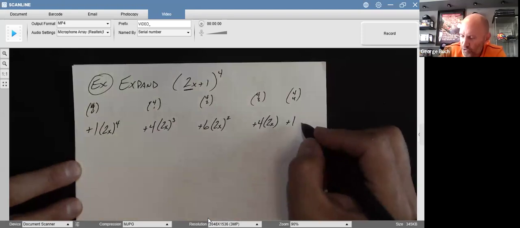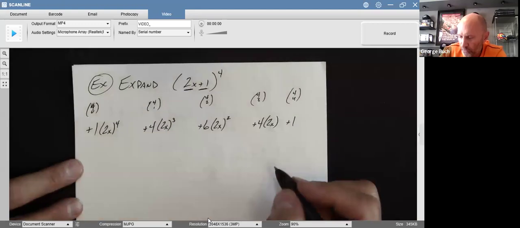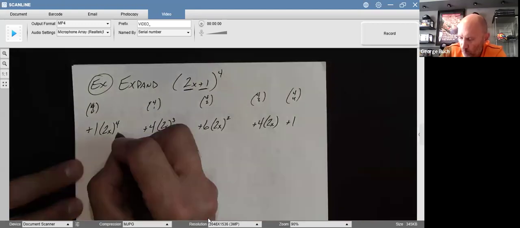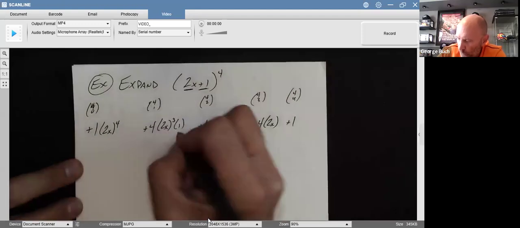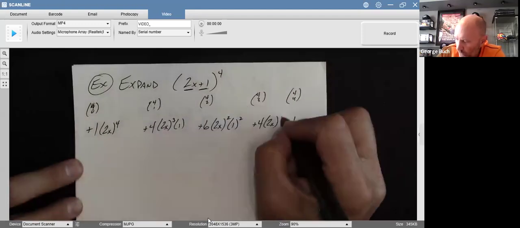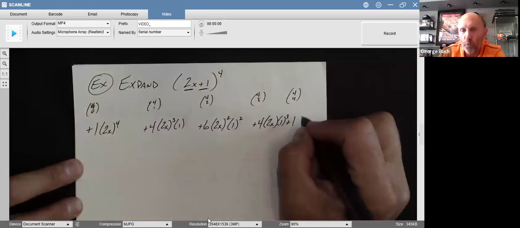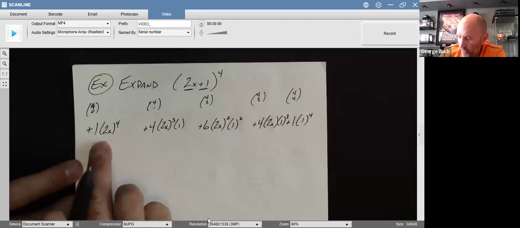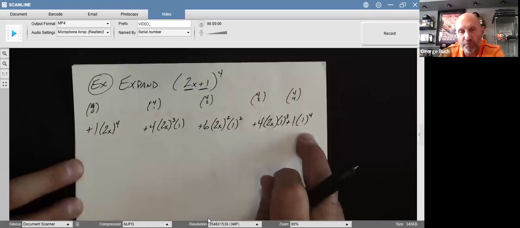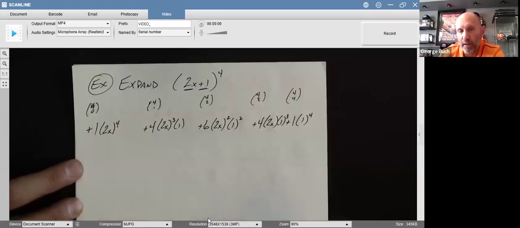And then my b, which is 1, starts at 0 and goes up by 1. So 1 to the 0, 1 to the 1st, 1 squared, 1 to the 3rd, 1 to the 4th. I started with 5 terms, 5 coefficients. I need to end up with that much.